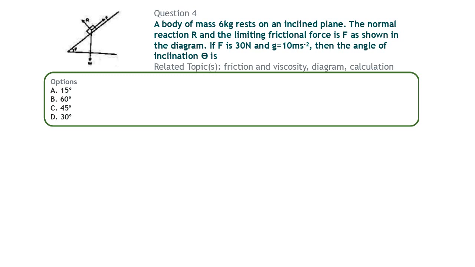Next question, we have a diagram here. A body of mass 6 kilogram rests on an inclined plane. The normal reaction R and the limiting frictional force is F, as shown in the diagram. So you have the normal reaction R and the limiting frictional force F. The question is, if F is 30 Newton, if this limiting frictional force is 30 and the acceleration due to gravity is equal to 10 meters per second squared, then the angle of inclination theta is.